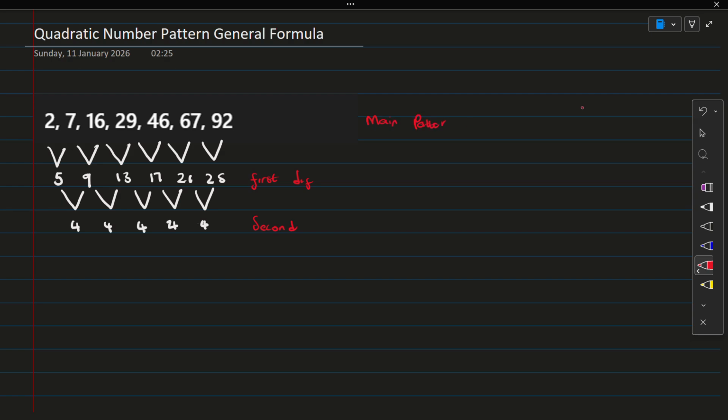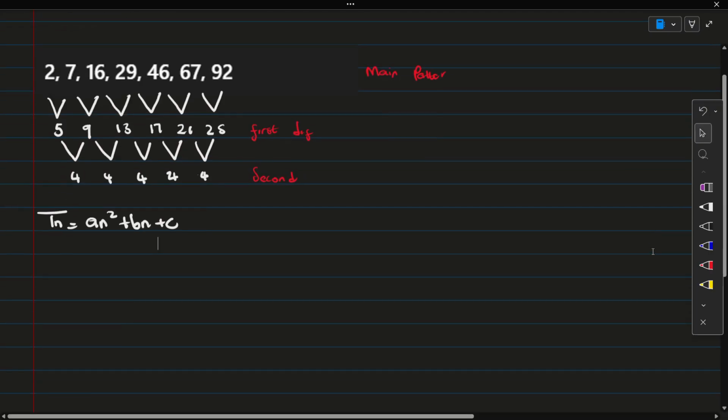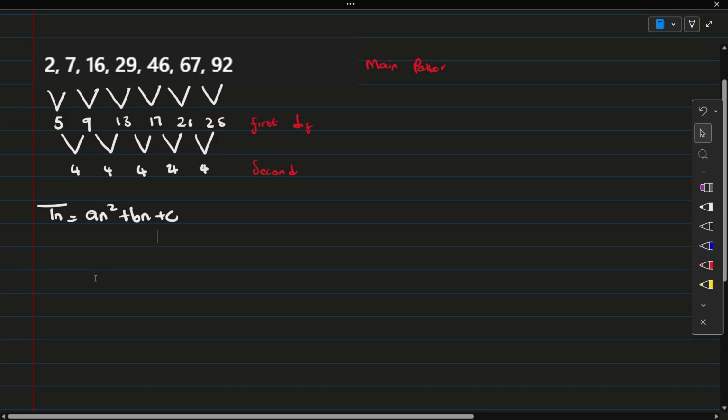So the general equation for a quadratic number pattern goes like Tn is equal to an squared plus bn plus c. You have to know it by heart. It's an squared plus bn plus c. So the trick is how to find a, how to find b, how to find c. A is quite easy.